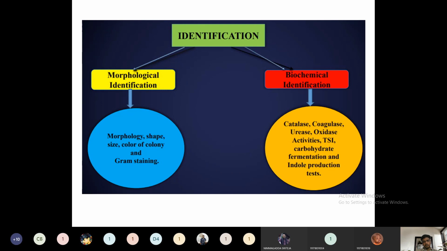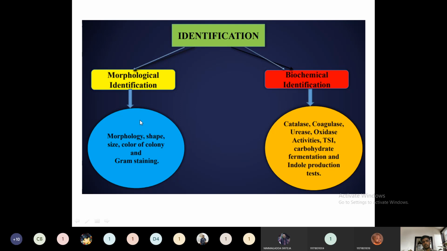Then after cultivating the microorganisms, we need to isolate and then identify them. After getting our microorganisms in hand, we have to identify what type of microorganisms they are. The first one is the morphological identification. In the morphological identification, it depends on their shape, size, color, colony, and gram staining, whether it is a gram-negative or gram-positive bacteria. Depending on this, we can identify them using their morphology.